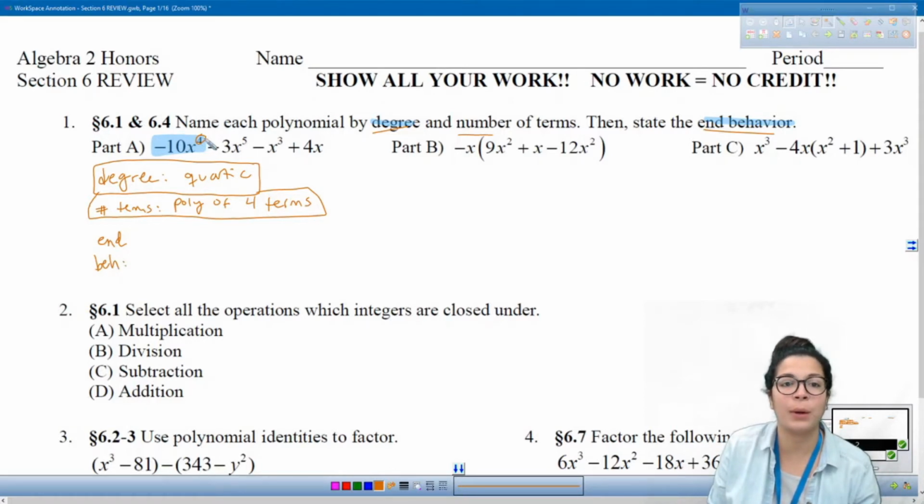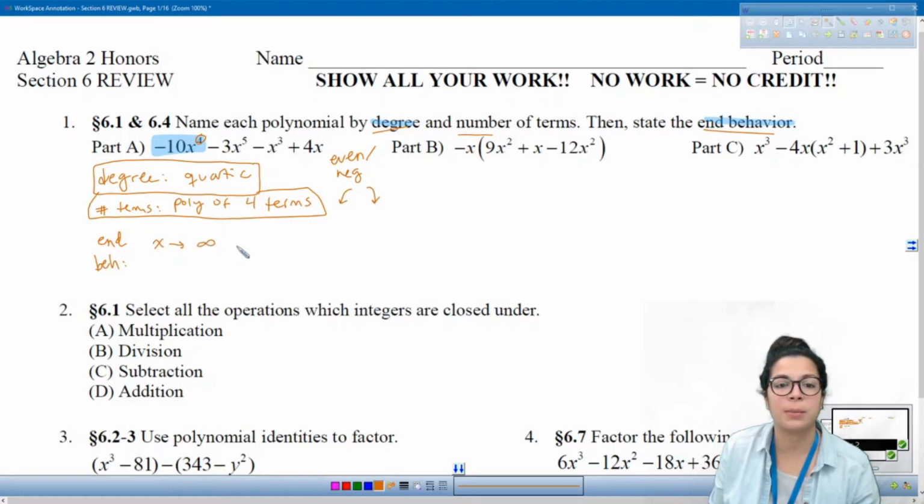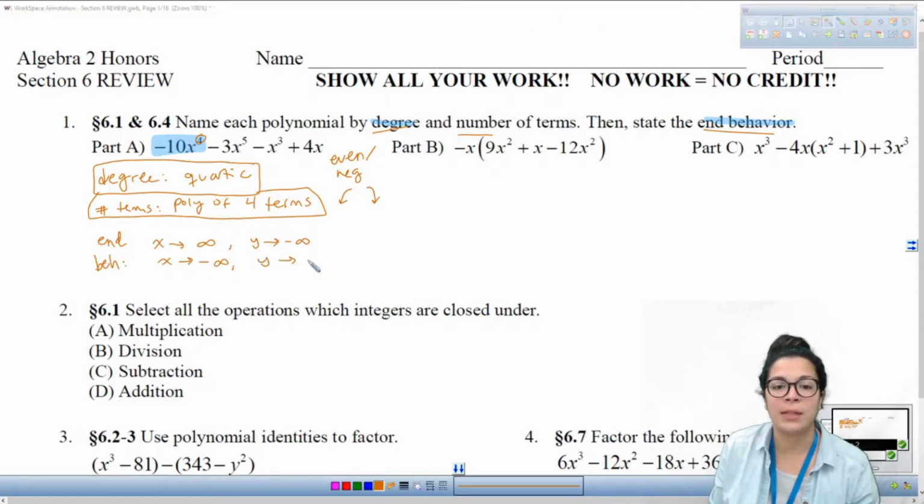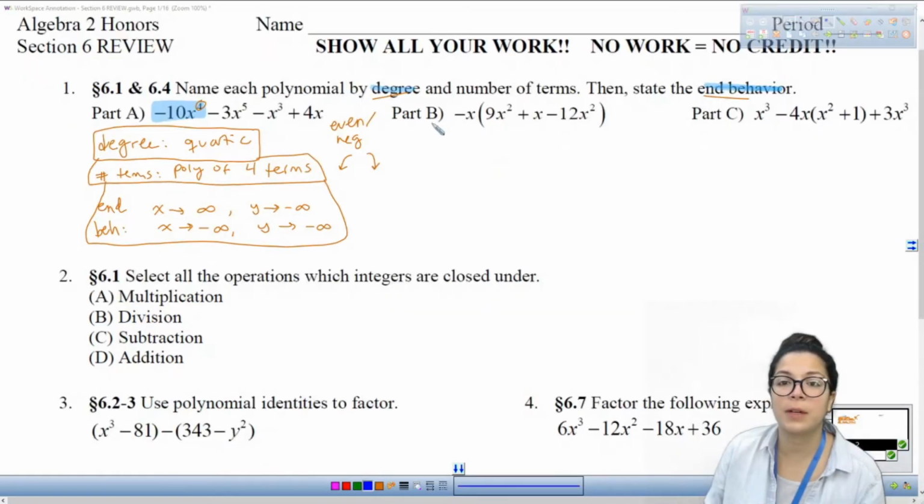So the power is an even number, and the coefficient in front is a negative. So this one is even and negative. Remember, even, both ends face the same direction, and because it's negative, both ends are facing down. So as x approaches positive infinity, on the right-hand side, the function approaches negative infinity, goes down, and on the left-hand side, as x approaches negative infinity, the y value goes down as well to negative infinity. Okay. All right, so let's move on to part B.